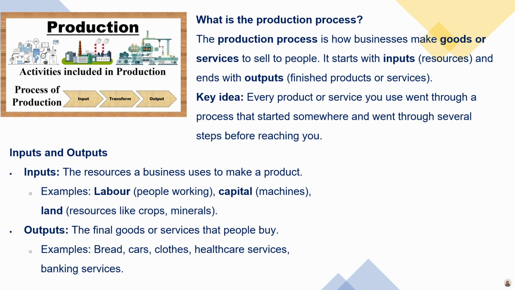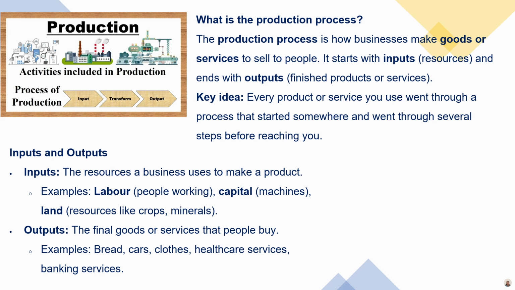Now, we're going to focus on inputs and outputs. So, inputs basically are things that are used to make a product. It could be people, or it could be capital, or it could be land. So, people is labor, capital would be machines, land would be resources like crops and minerals. Now, we use these inputs, which are used in a manufacturing process, so it's going to be transformed in some way to get our outputs.